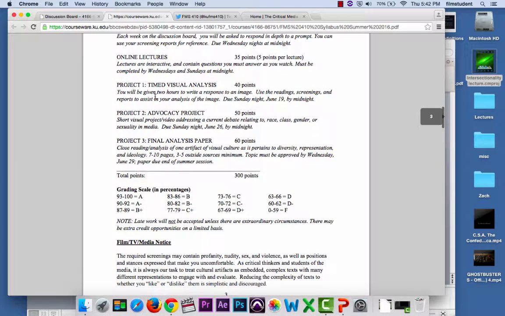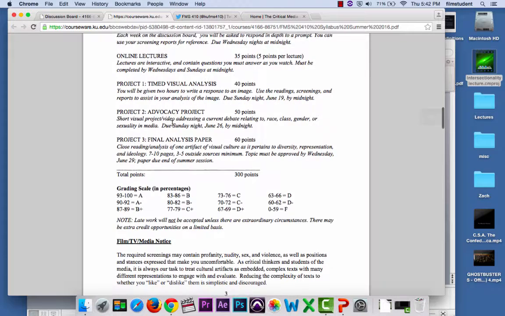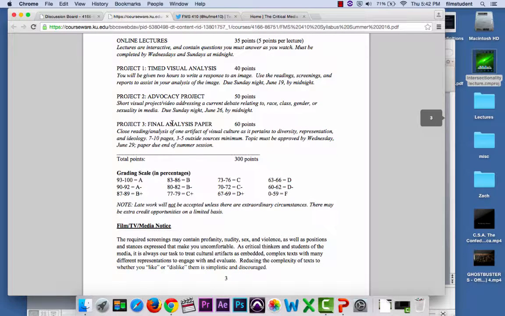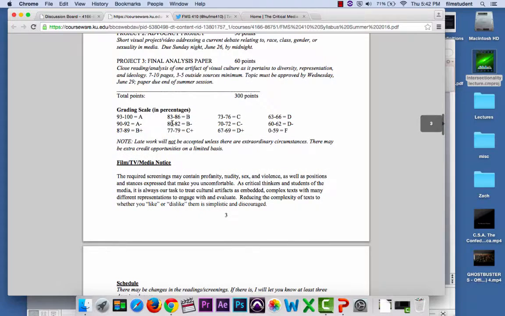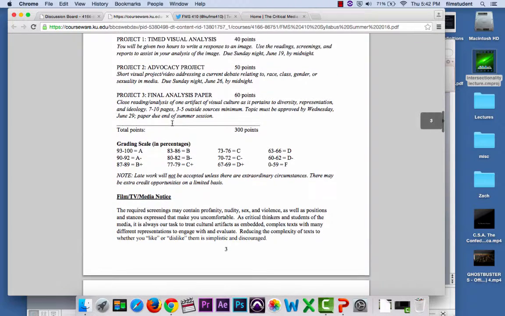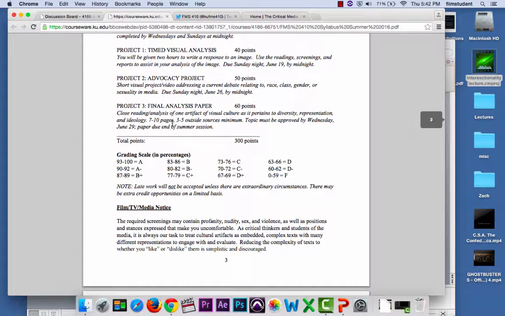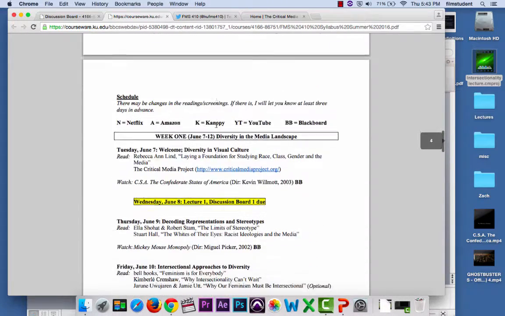And then we have the 3 projects. I'm not going to go too much into those because we'll have the guidelines up, and at the time they're getting closer to the due date, I'll give you more of an opportunity to ask questions. But do keep in mind that our first project, which is a timed visual analysis, will be at the end of week 2. Okay, let's look at the schedule.